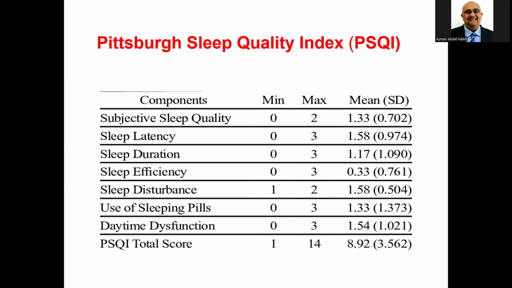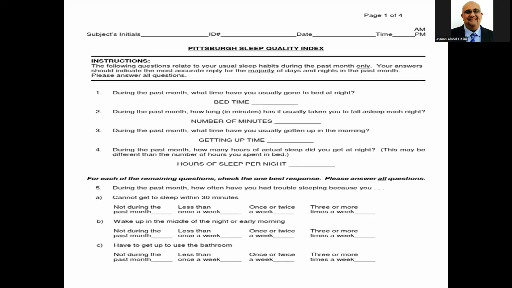So these are the 7 components here: subjective sleep quality, sleep latency, sleep duration, sleep efficiency, sleep disturbance, use of sleeping pills, and daytime dysfunction. And then you do your calculations. Pittsburgh Sleep Quality Index.